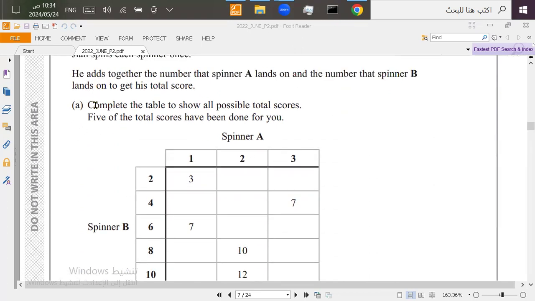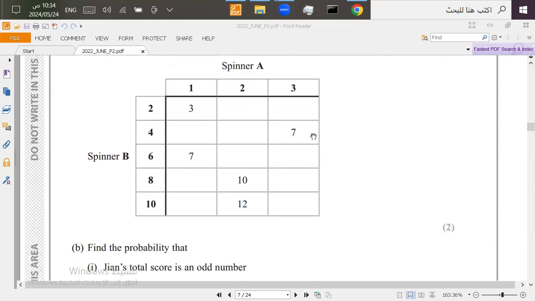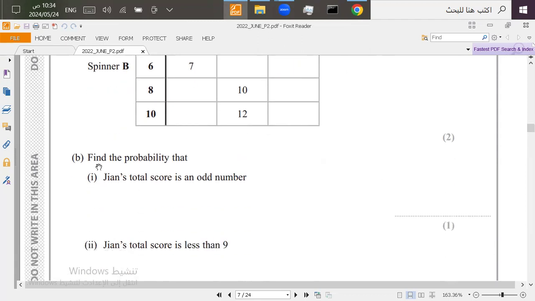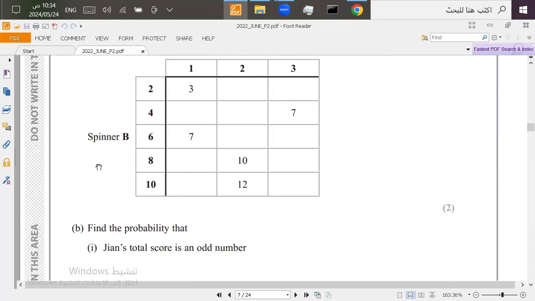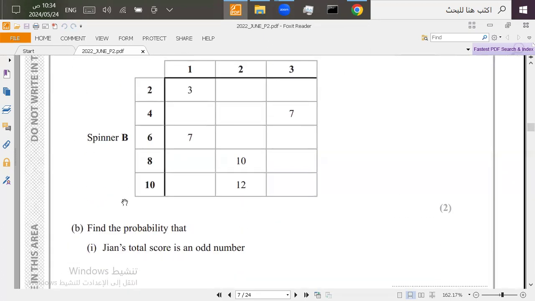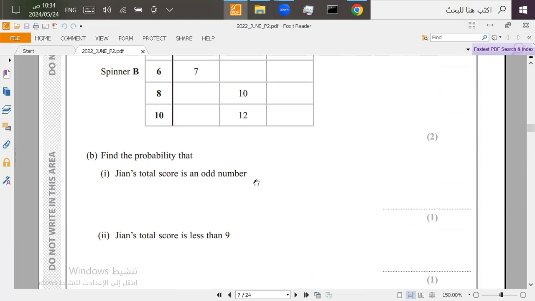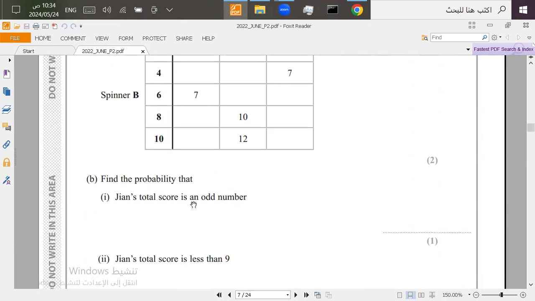First question: complete the table to show all possible total scores. 5 of the total scores have been done for you. So this is the total scores. Let's finish them. We finish them by adding the spinner sides that it lands on. So here it's going to land on 1 and here it's going to land on 2. So we add them, we make 3. Now let's put it like this and then we add them, okay? So first, because we're going to use them, let's zoom out, okay? We have two questions with them. So the first one, total scores that are an odd number, and the second one, total scores less than 9.